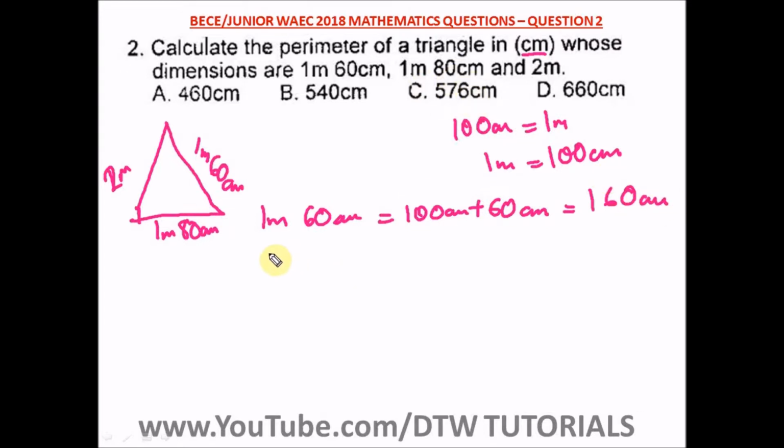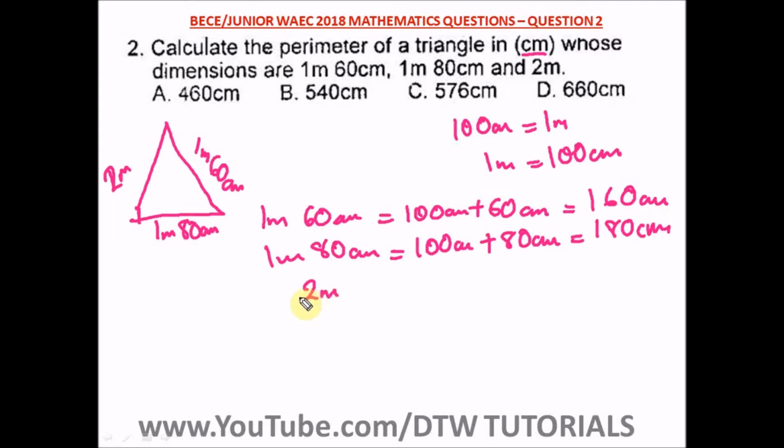Our next dimension says 1 meter 80 centimeter. So 1 meter is 100 centimeter. Then we'll add it to 80, plus 80 centimeter, and this will give us 180 centimeter.